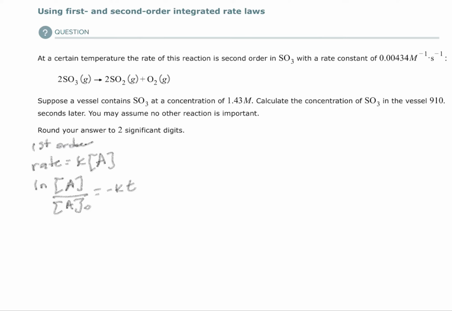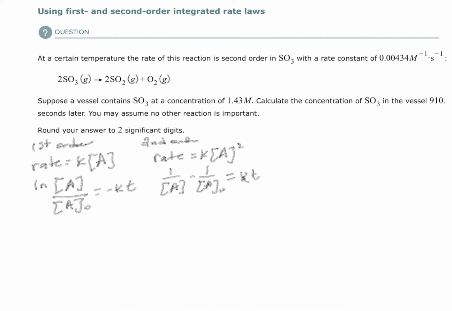In our problem, we've got a second order. So let's write that one down too. For a second order, the rate is going to be equal to whatever your K is times the concentration of the stuff we're looking at, squared. That's how I remember second order: it's to that second power. And if you take the calculus integration of that, this is what you have to memorize: 1 over the concentration of your stuff minus 1 over the original concentration of that stuff equals positive KT.